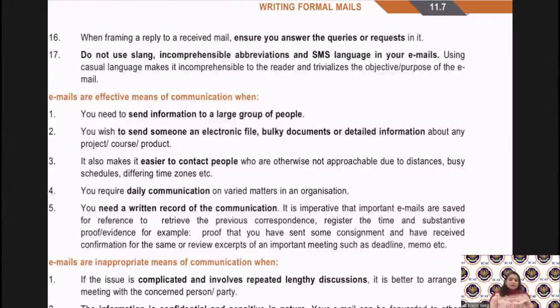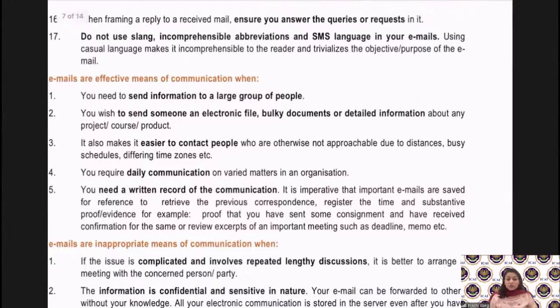Can we move on? So next is, emails are effective means of communication when... Now, when are emails effective and when should you use emails? When you're sending information to a larger group of people. Say you want to write an email that goes to about 100 students, so you can just write one general email to everybody and everybody gets the information. You wish to send someone an electronic file, a bulky file, or detailed information about any project, course, or product. You want to send something very important, urgent, and very heavy. Also, there are too many papers in it.